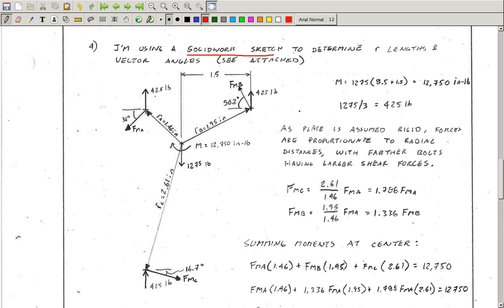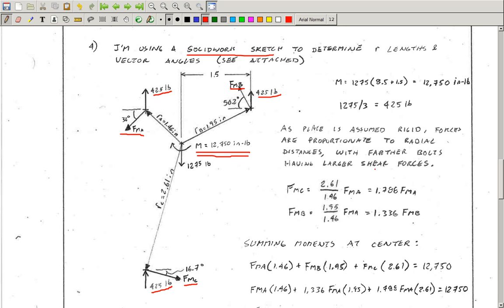Another assumption here is that the vertical shear is evenly carried by all 3 bolts. So we're left to figure out what the shear due to the moment is, which I'm calling here FMA, FMB, and FMC. Now in the end, each of those forces is going to create or counter part of this moment. And that's going to just be FMA times RA plus FMB times RB plus FMC times RC is going to be equal to this value.